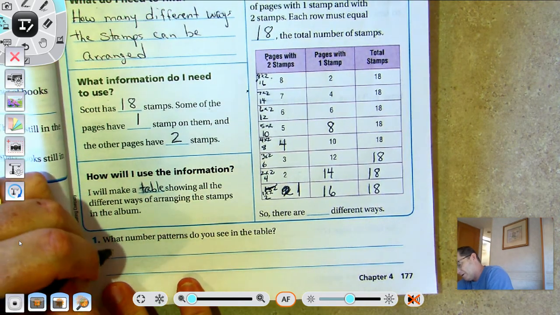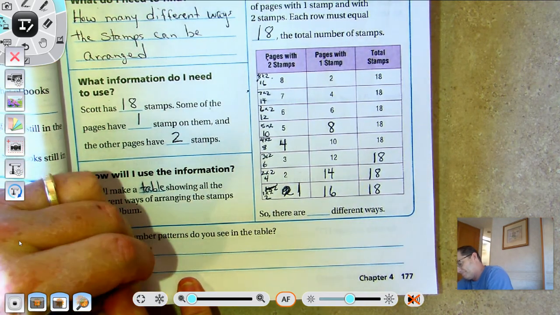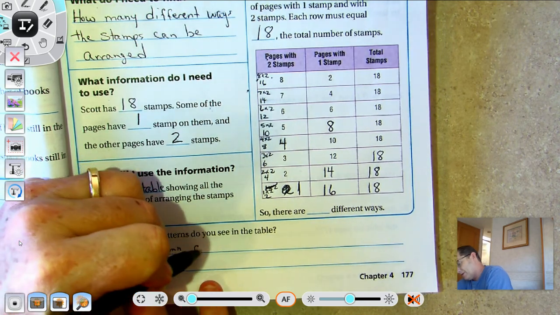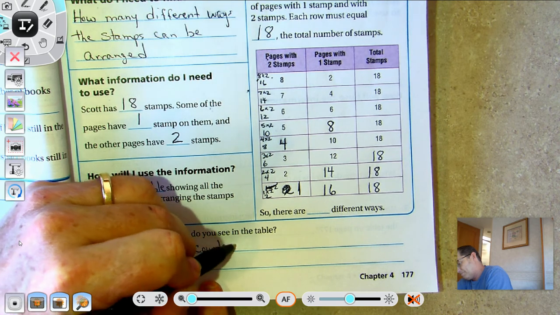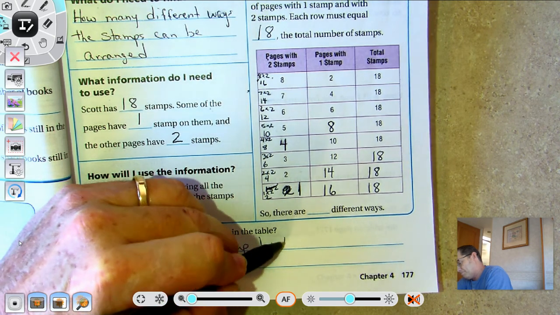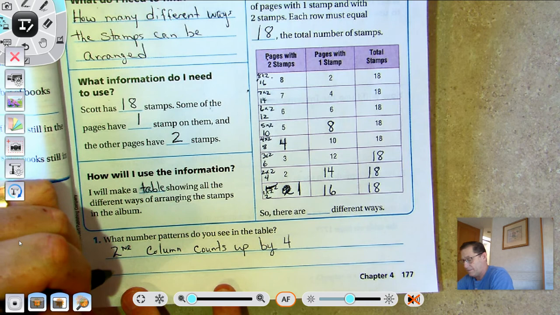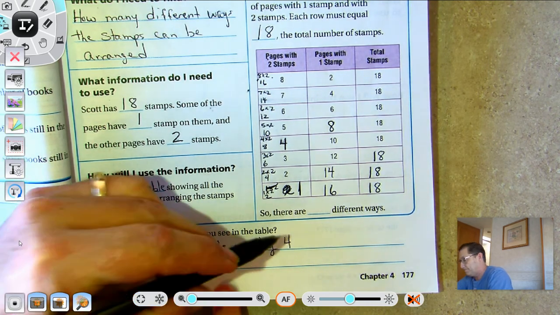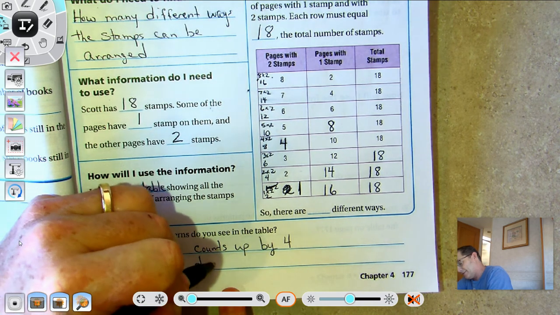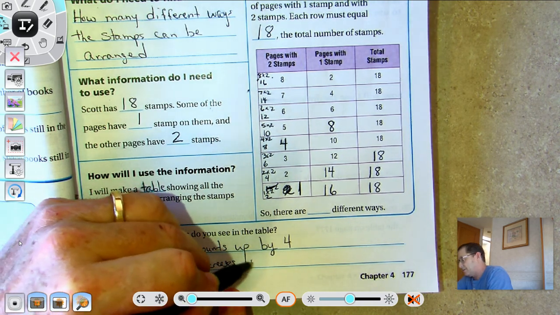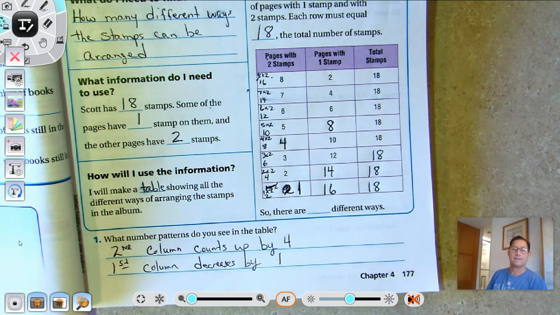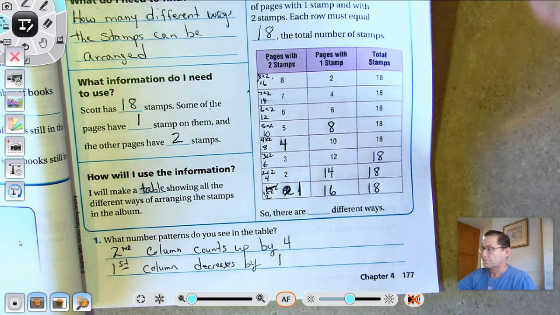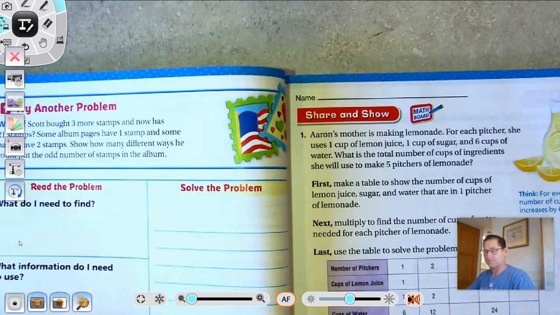All right, so what number patterns do you see in the table? Well, the second column counts up by 2. First column decreases by 1. Okay. All right, 178.